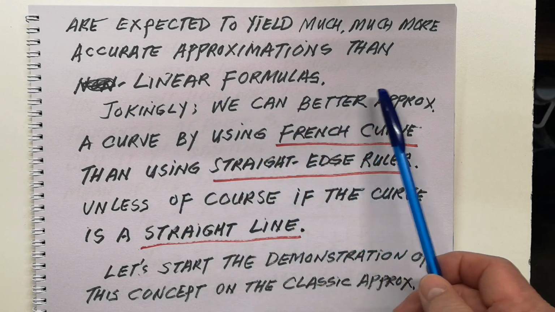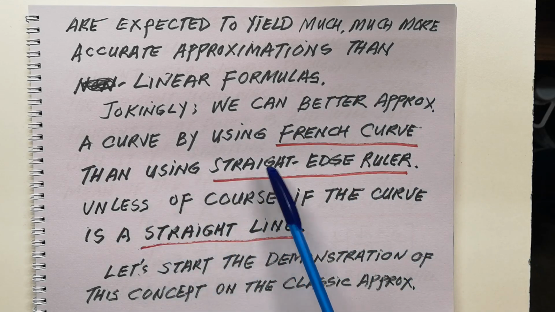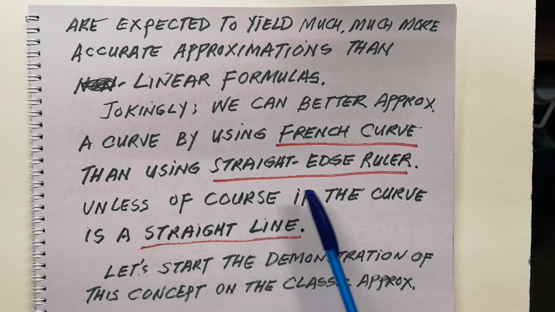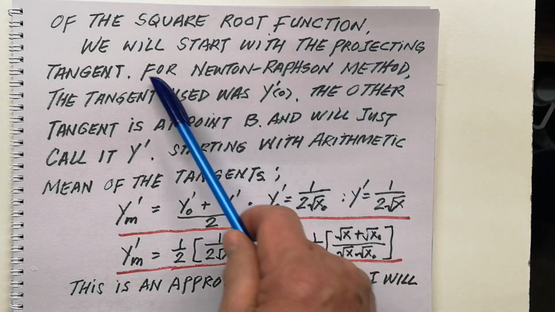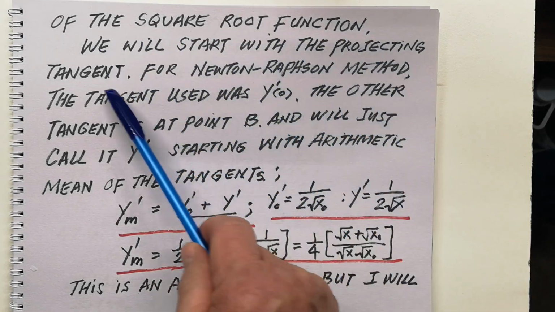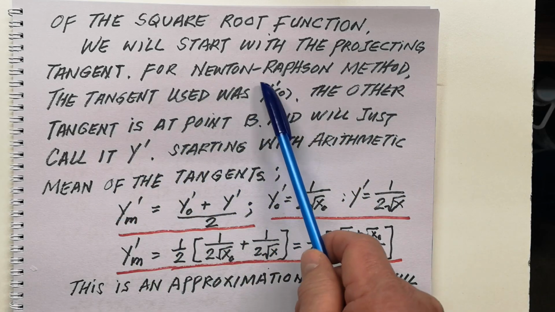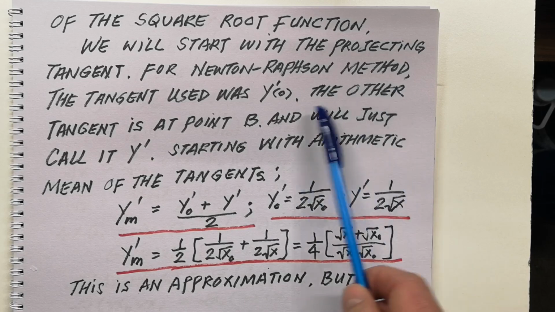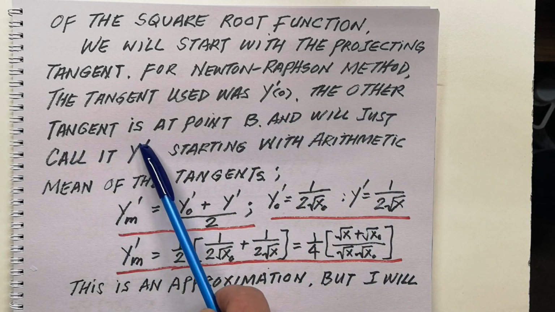Jokingly, we can better approximate a curve by using a French curve than using a straight edge ruler, unless of course the curve is a straight line. Let's start the demonstration of the concept on the classic approximation of the square root function. We will start with the projecting tangent. For the Newton-Raphson method, the tangent used was y prime at 0. The other tangent is at point B and will just be called y prime.